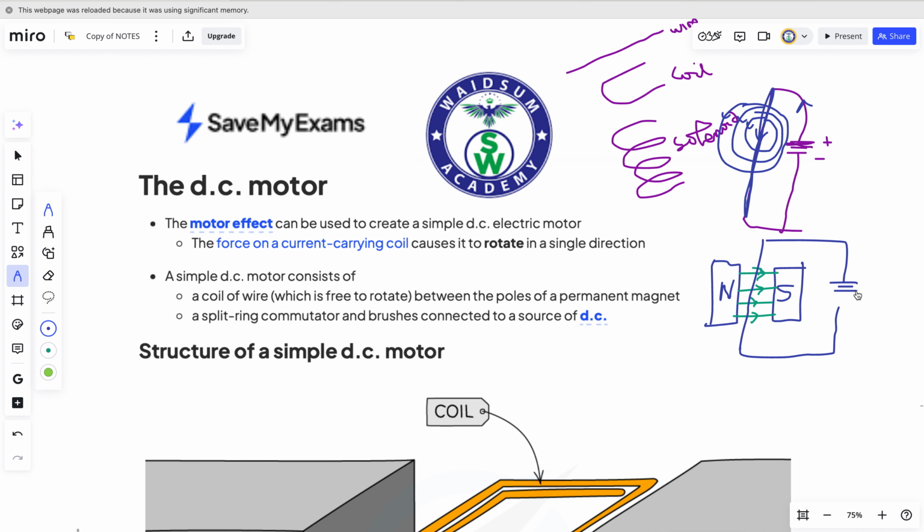This is the basic principle, but we're going to show you how to make a better one. Okay, so now if we put a battery here, the longer arm is the positive, and the shorter arm is the negative.